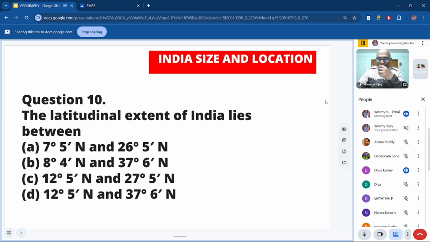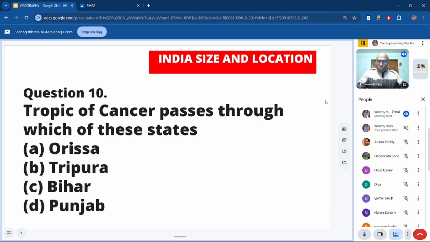Question number 10. The latitudinal extent of India lies between: Option A, 7 degrees 5 north and 26 degrees 5 north. Option B, 8 degrees 4 north and 37 degrees 6 north. Option C, 12 degrees 5 north and 27 degrees 5 north. Option D, 12 degrees 5 north and 37 degrees 6 north. Right. So the answer is option B, 8 degrees 4 north, 37 degrees 6 north. Okay, let us go to the next question.